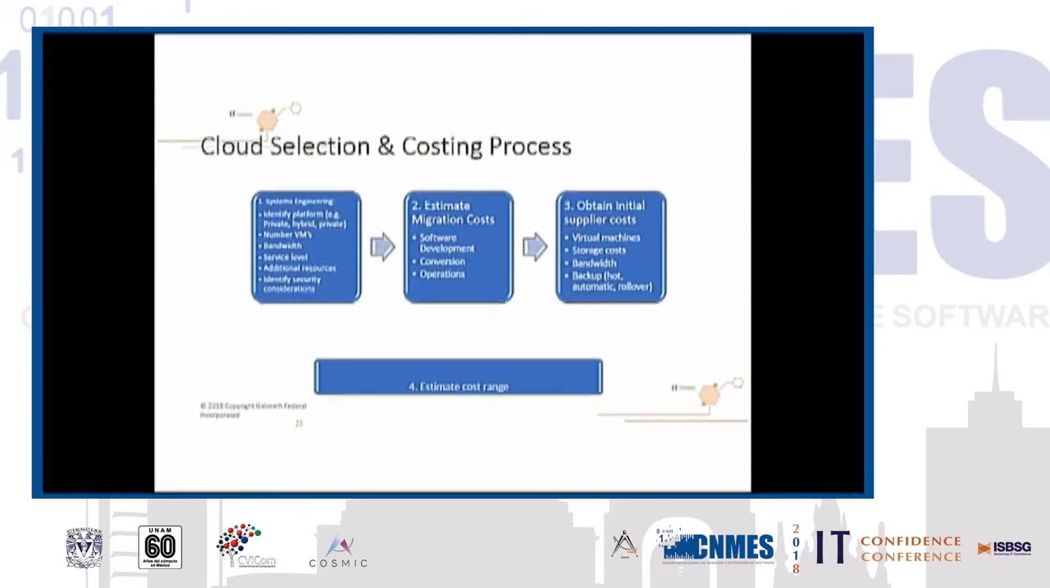So, again, cloud selection and costing, systems engineering. Are you all estimating the systems engineering work involved in your products? If you're not, you probably should start if you're doing substantial systems. The migration costs. If you're moving, for example, onto a cloud system and you're trying, oh, there's 10.